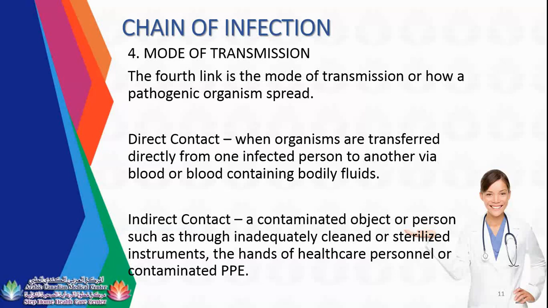Indirect contact is through a contaminated object or person, such as inadequately cleaned or sterilized instruments, the hands of healthcare personnel, or contaminated PPE. For example, you receive soiled, dirty instruments, and you are punctured by those instruments. Visually, you cannot see any blood, but there is a possibility of contacting pathogens even when there's no presence of blood, as long as it is contaminated. Because sometimes it is visually clean, but microscopically it has a virus.